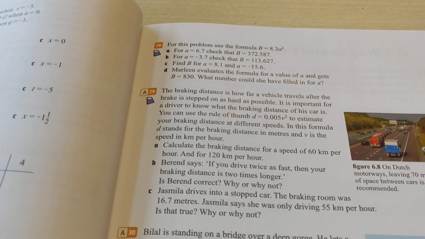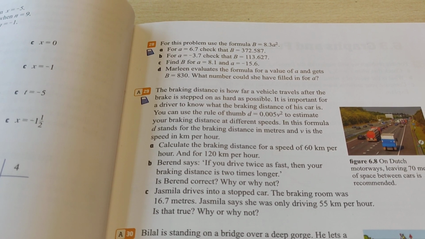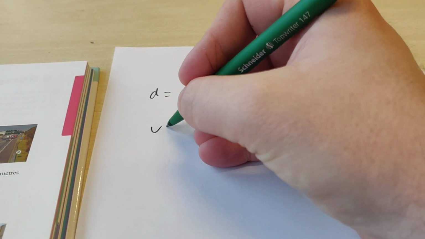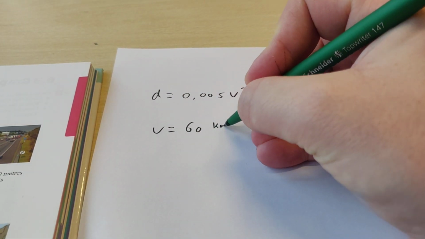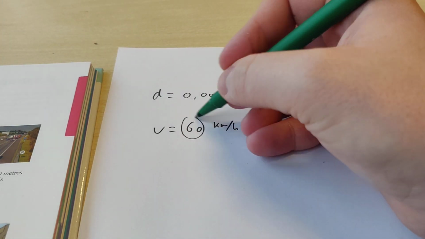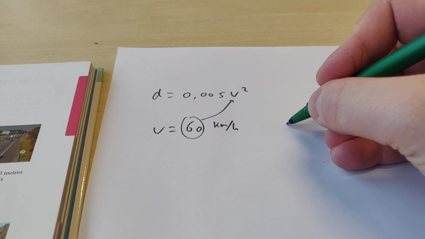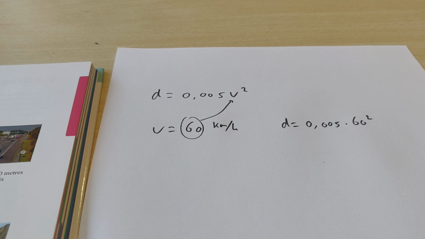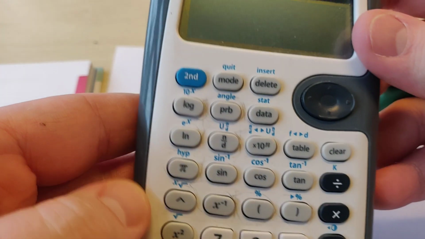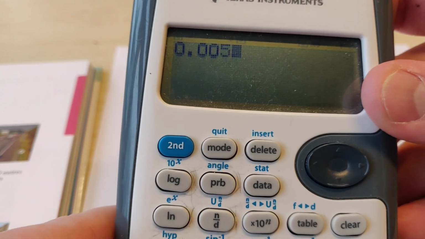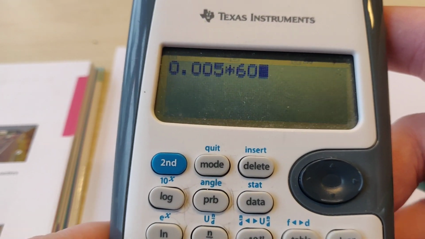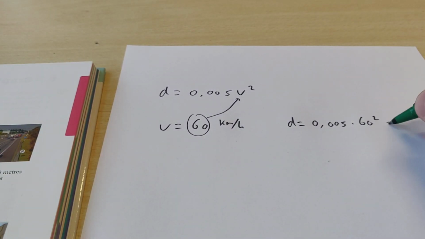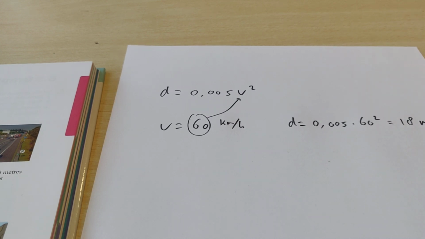The first question is, calculate the braking distance for a speed of 60 kilometers and for 120 kilometers. Alright, so what if the speed is 60 kilometers per hour? You're going to take the 60 and fill that in over there. So you get as a braking distance 0.005 times 60 squared. This is how you type that into your calculator: 0.005 times 60 squared. Squared was over there, remember? And then we have 18. So if you're driving 60, you need 18 meters to brake.